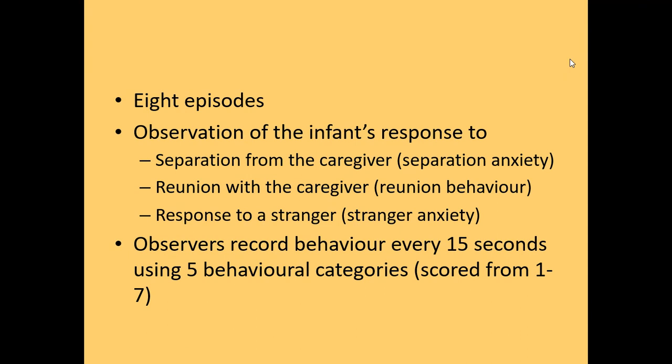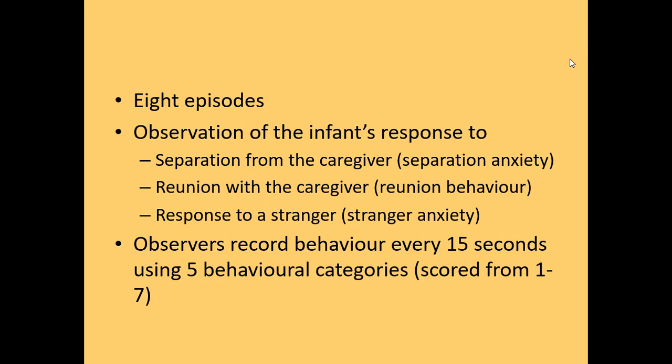And what is happening is the infant is being observed in response to 3 separate things. What happens when they're separated from their caregiver? So that's an observation of separation anxiety. What happens when they are reunited with their caregiver? So that's reunion behavior. And what happens if they are left with a stranger or they see a stranger? And that's stranger anxiety. So the infants are being observed on these 3 categories: separation anxiety, reunion behavior, and stranger anxiety. And they're being observed every 15 seconds. And the observers are scoring them on a scale of 1 to 7 in 5 different behavioural categories.